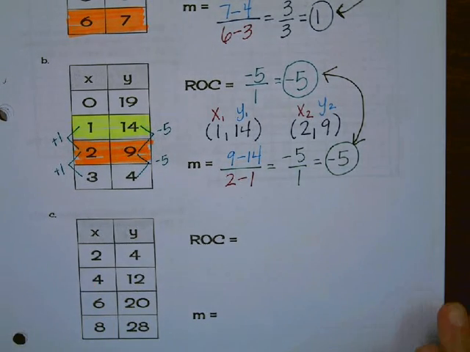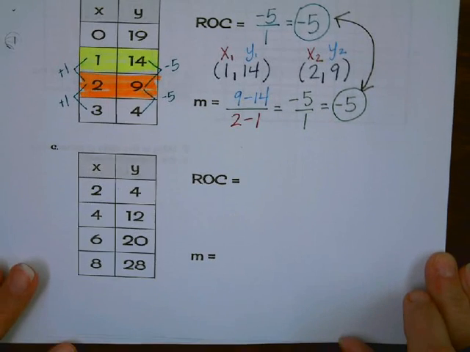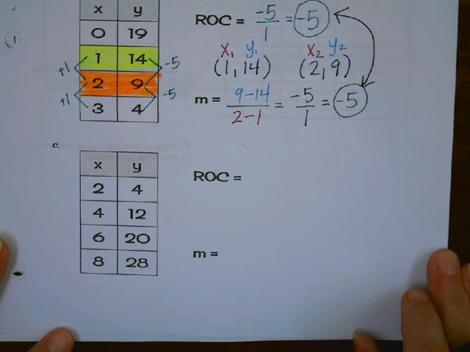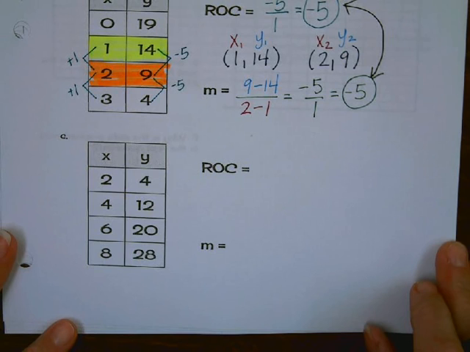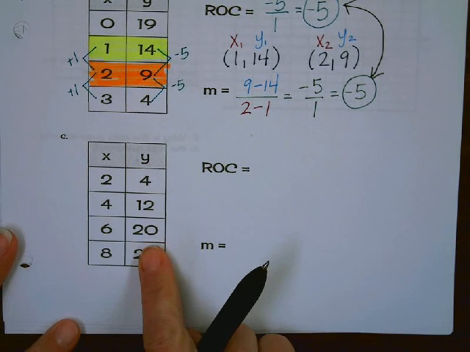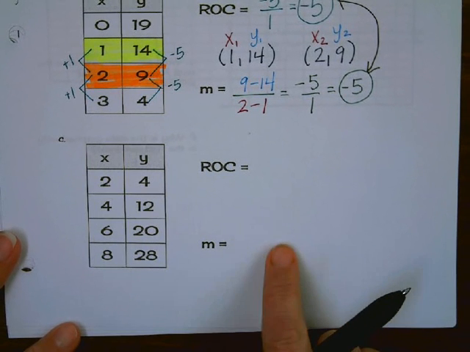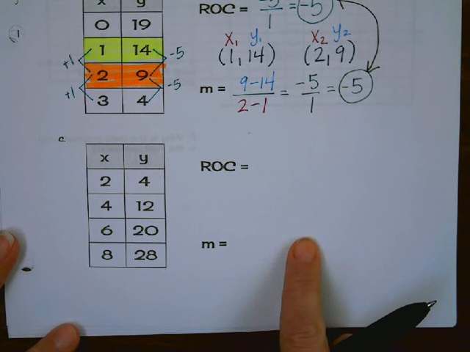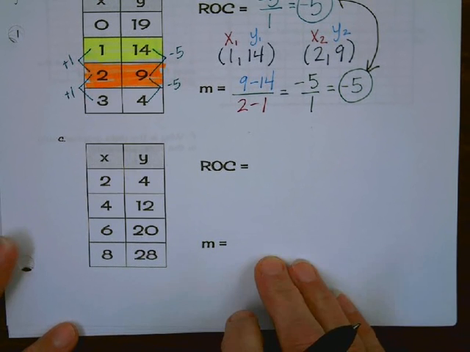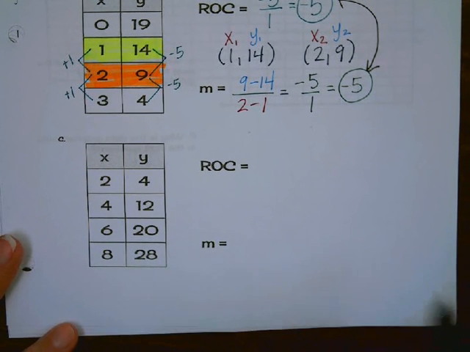So now I would like you to go ahead and complete letter C with finding the rate of change. Make sure you're indicating to me where you found that rate of change on the table, and then using your slope formula in order to come up with the slope. So pause the video, give C a try, and then replay the video to check to see if you got the same answer that I did.